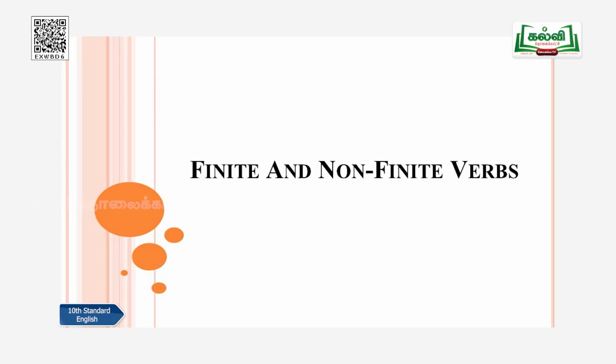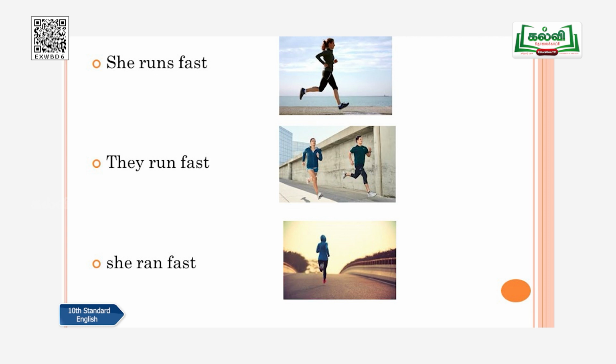Today we are going to learn finite and non-finite verbs. So let us first go from known to unknown. Now look at these sentences, children. Look at the first sentence. She runs fast. And the next sentence is they run fast. And the third sentence is she ran fast. Right? Now I have used the different forms of the verb runs in all three sentences.